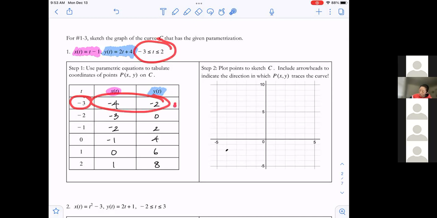So now I'm going to start here, and in order, I'm going to plot all of these points, and then I'm going to connect them with a line. All right, so I plot the points and I get -3, 0, -2, 2, -1, 4, 0, 6, and 1, 8. All right, and then I'm going to go ahead and connect these.